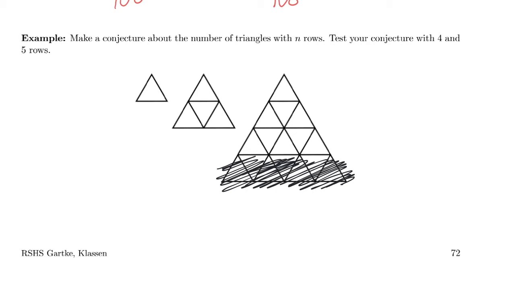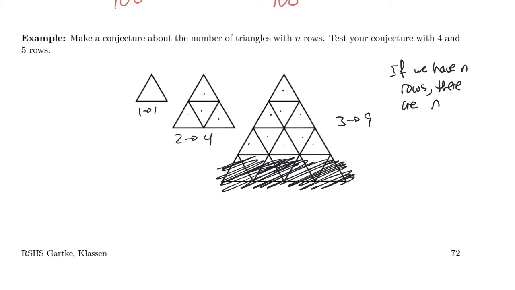Okay, so here I've got one row and I've got one triangle. Here I've got 2 rows and I've got 1, 2, 3, 4 triangles. With 3 rows, I've got 1, 2, 3, 4, 5, 6, 7, 8, 9. I've got 9 triangles. And so what I might say here is if we have n rows, there are n squared triangles. Now, let's see if that works.